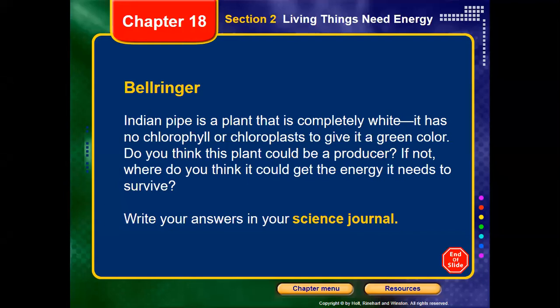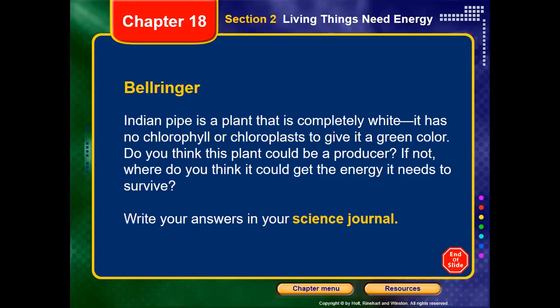Just think about it. He said that this kind of plant, the Indian pipe plant, doesn't have chloroplast and no chlorophyll at all in it. So could this plant be a producer? That means, can it make the photosynthesis process? No. So we say it's no. It cannot be a producer because it doesn't have chlorophyll as most plants do. So it will not be able to make photosynthesis. So what do you think?